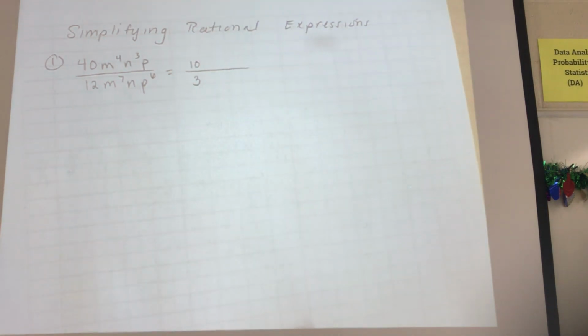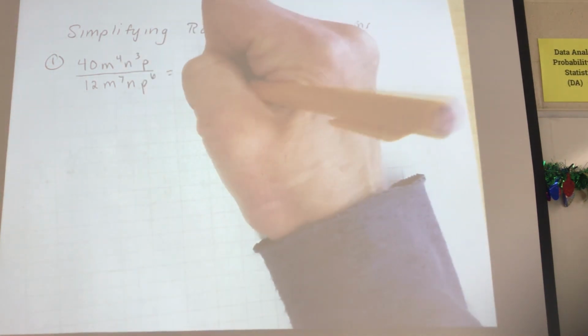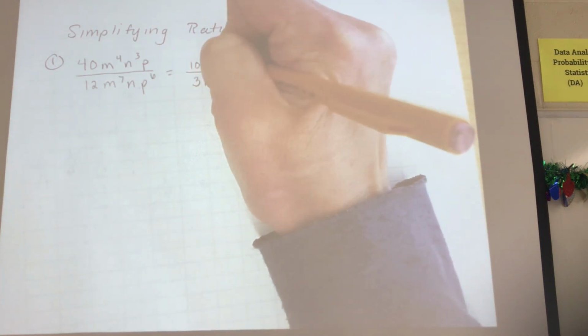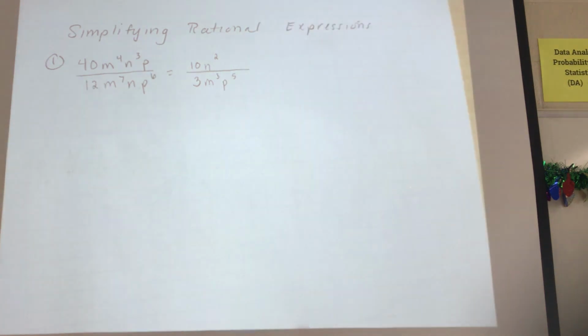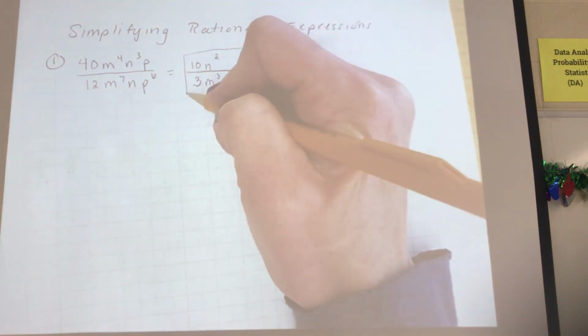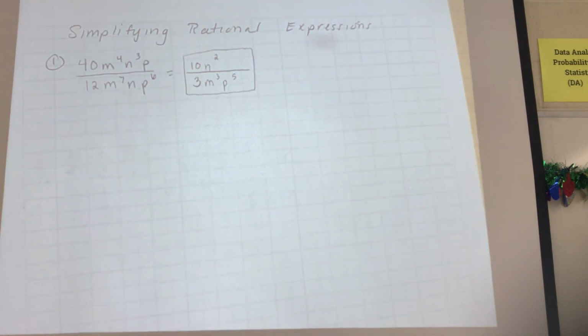Now what we're going to use here is our subtraction rule for exponents. So when I'm looking at my m's, I should have an m to the third in the denominator, an n to the second in the numerator, and a p to the fifth in the denominator, and that guy has been simplified. Now again, there's absolutely nothing new there. That's all stuff that you've learned previously, but that is an example of simplifying a rational expression.